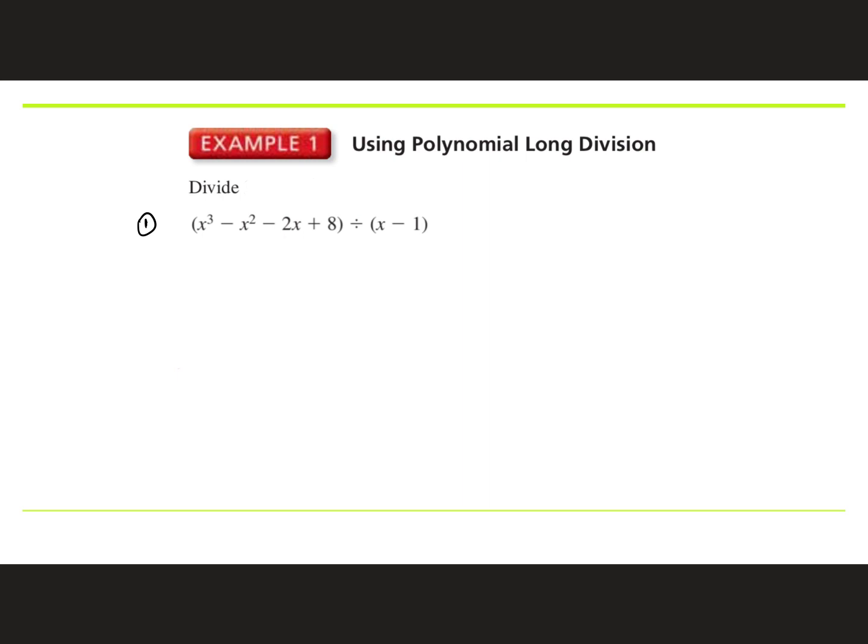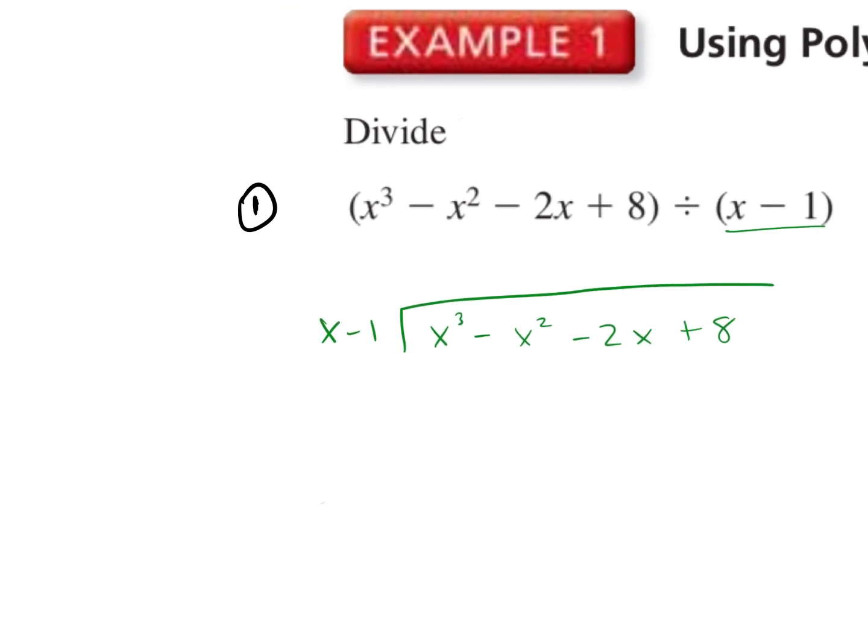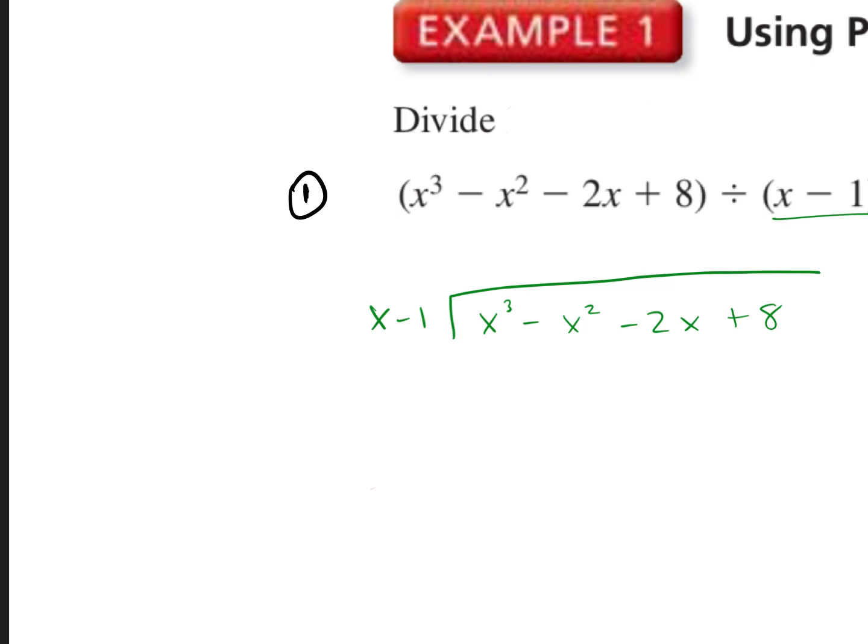So example 1. Our divisor is x minus 1. So that's going to go on the outside, x minus 1. Inside the box, what we're dividing into would be x cubed minus x squared minus 2x plus 8. Now, when dividing with polynomials, there's 3 steps that we follow, and we just repeat these 3 steps each time. The first step is to divide.